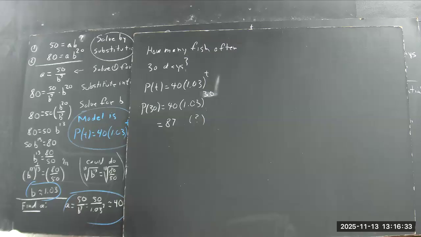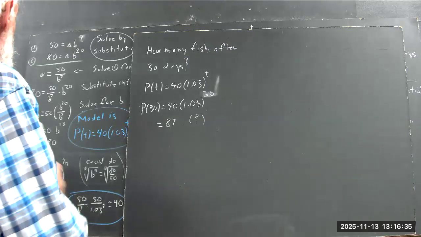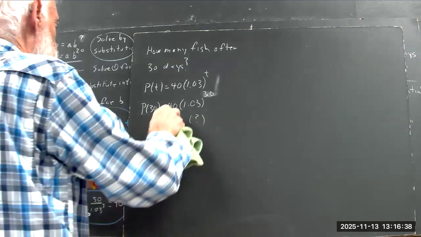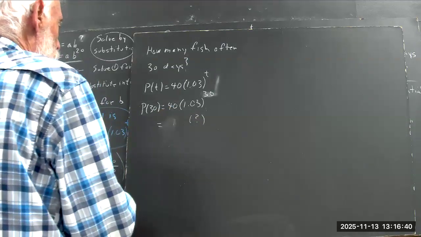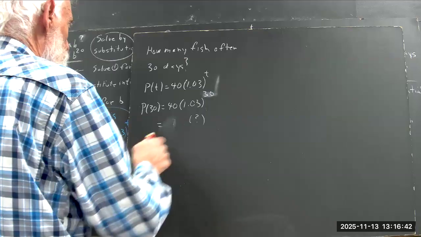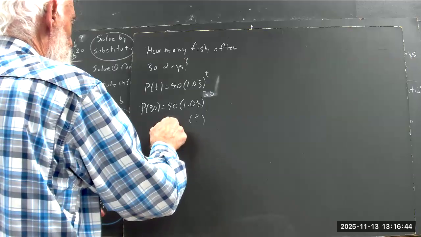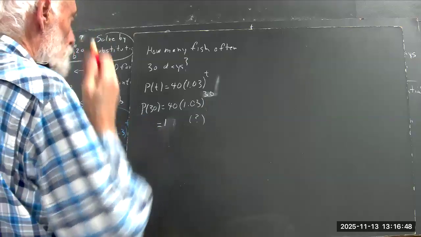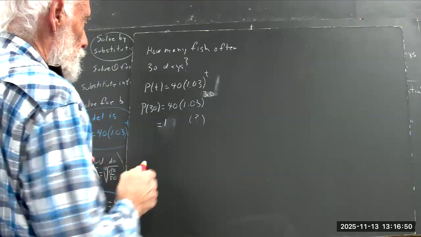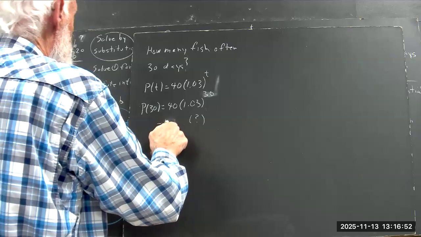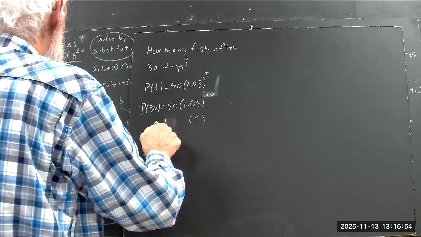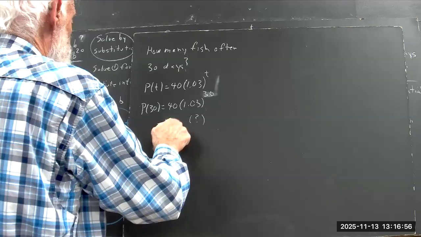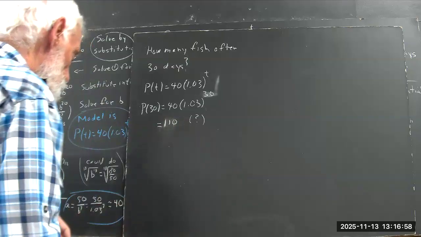Well, wait a minute, whoa. Should be about 110. No, yeah, no. 30 days would be more than a doubling time. I'll say 110, but I don't think it's very accurate.